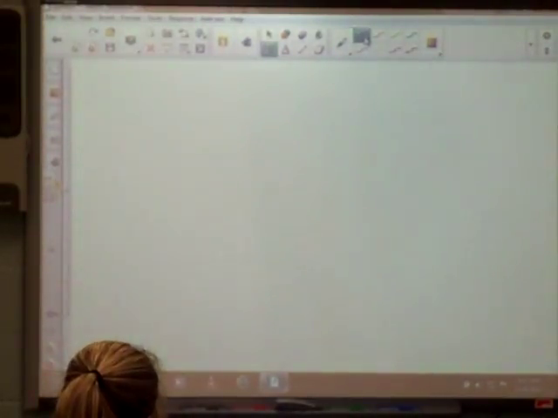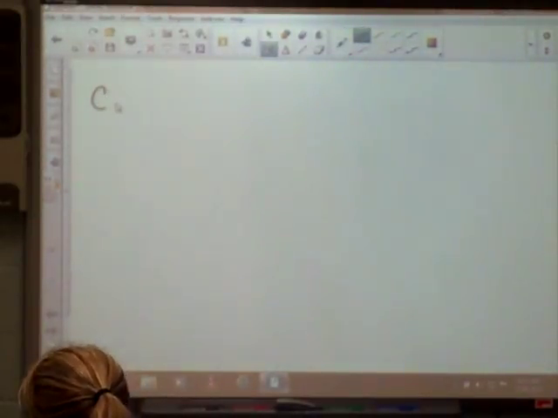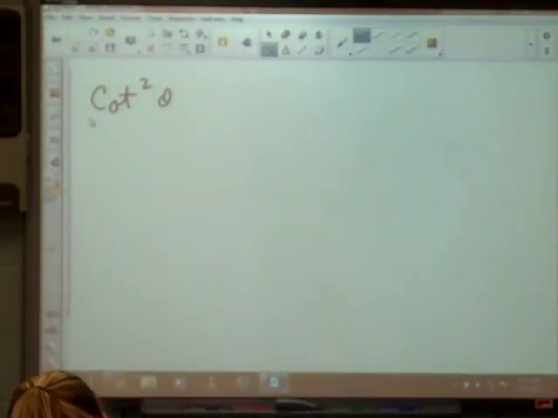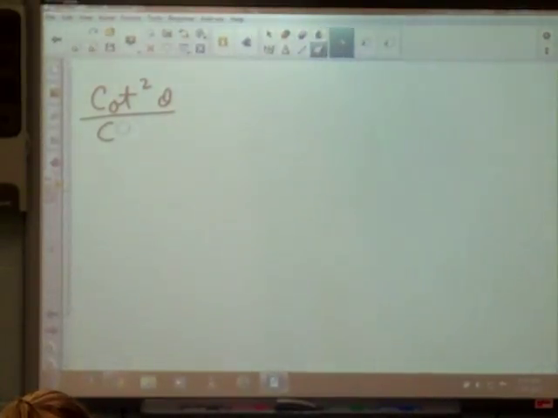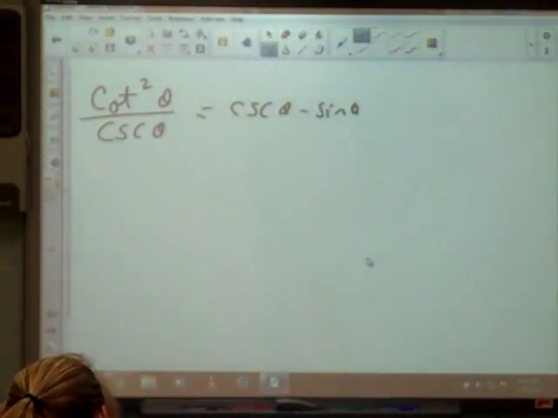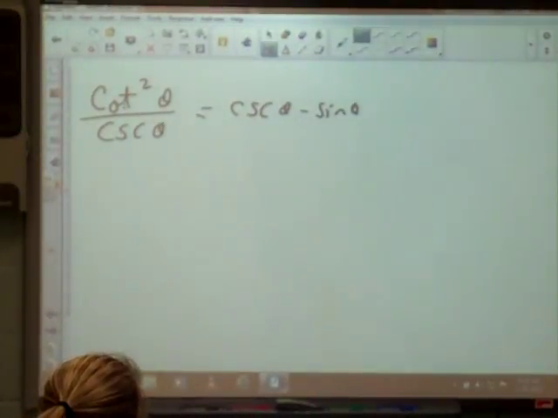Okay. All right. While you're finding them, I'm going to write what the first one we're going to do is: cotangent squared of theta over cosecant of theta is equal to cosecant of theta minus sine theta. Okay, so they tell us that, and they say to verify that. So we've got to take this part on the left side of the equal sign and go through as many of the properties as we can until we get it to look like this part on the right side. We have to show all the steps that are involved there.